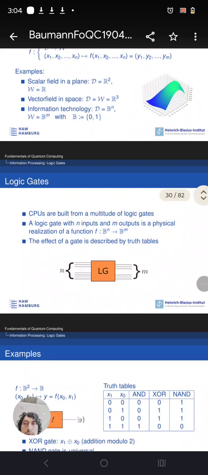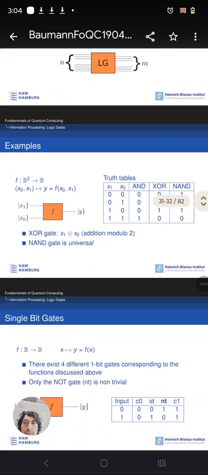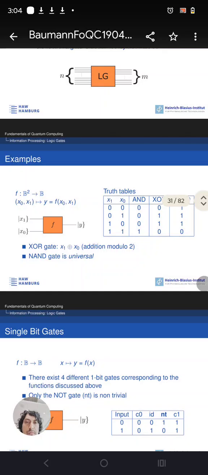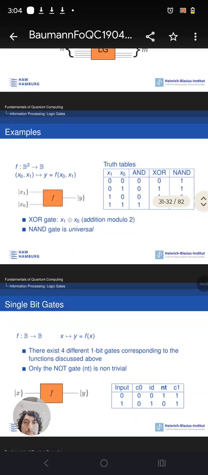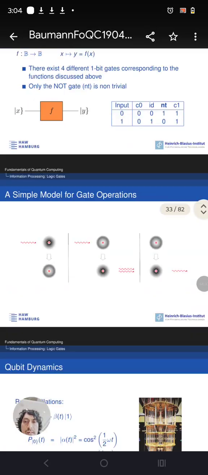Now about the logic gates once again. CPUs are built from a multitude of logic gates, of course. A logic gate with n inputs and m outputs is a physical realization of a function f from B to the power n to B to the power m. So it is a function from n bits to m bits. The effect of a gate is described by a truth table. So here are some functions where the mapping is from 2 bits to 1: XOR gate, NAND gate, AND gate. Then we have, of course, these are all single-bit gates.